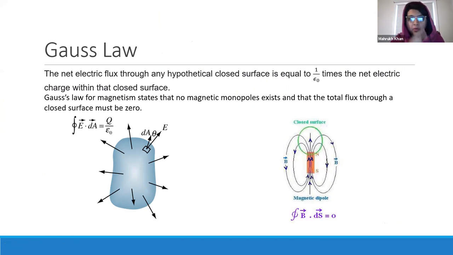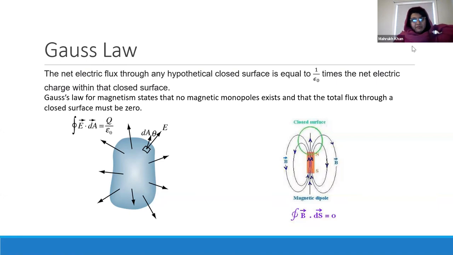So we need to know how we generate EM waves, okay? So it starts from Gauss law. I don't know if you heard it from physics or not, but it starts from Gauss law. And Gauss law is for two things. It is for electric flux and it is also for magnetic flux, okay? So for electric flux, it states that the net electric flux.